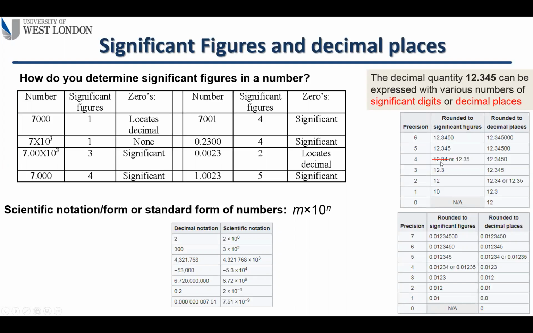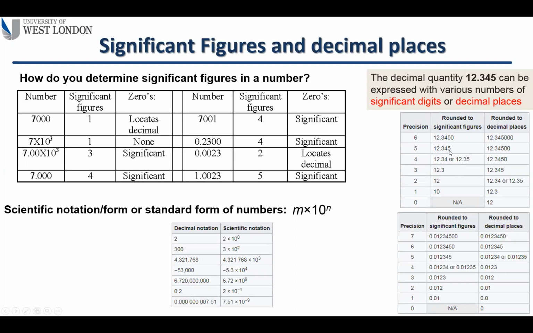One thing that's interesting is this figure. For example, to convert this figure to a precision of 4 significant figures, you need to omit 1 figure from the end or round it up. If you simply omit the 5, you get 12.34. However, for rounding up, we have a rule: if the figure is between 0 and 5, you have to round down to the lower value, like 4.